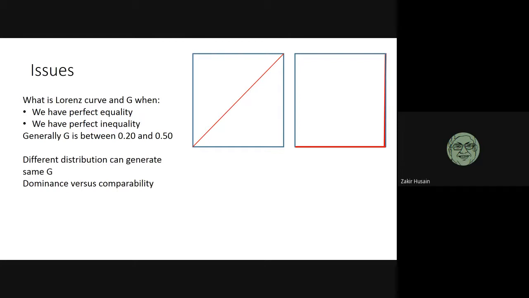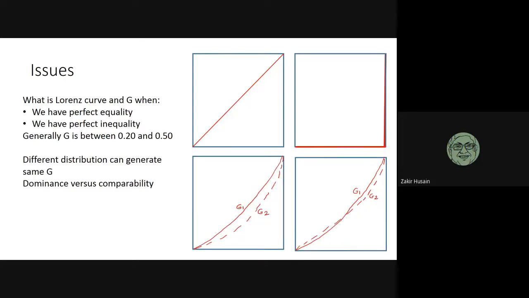Generally, the Gini coefficient lies between 0.20 and 0.50. So we should be a bit careful about this. Although Gini can be very much larger, in normal circumstances, Gini will be between 0.20 and 0.5. In India, it typically lies in the 0.30 range.